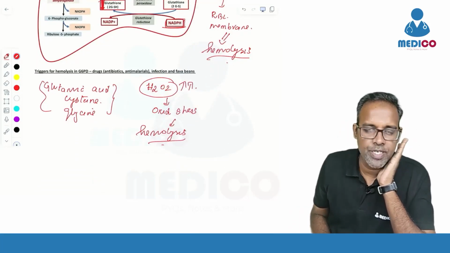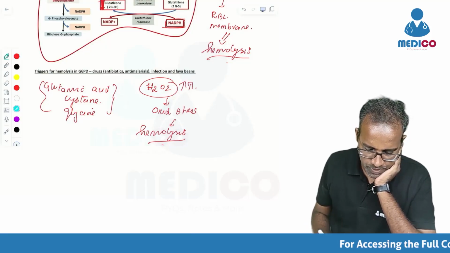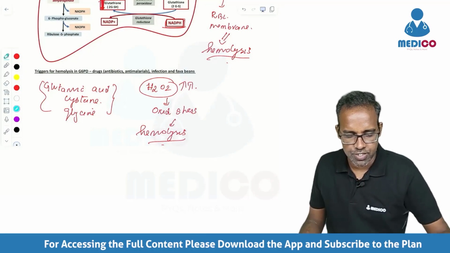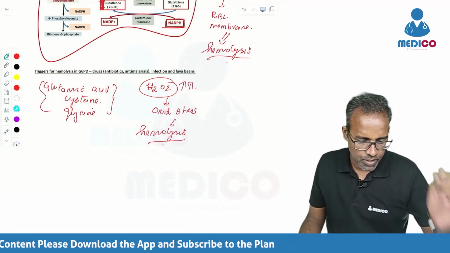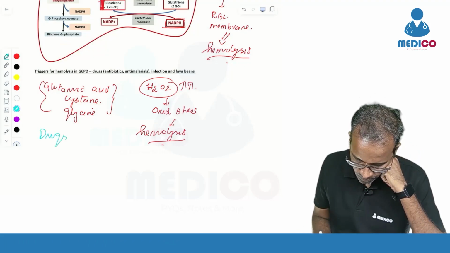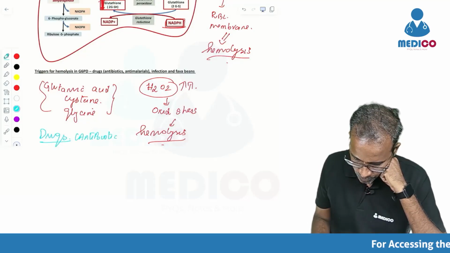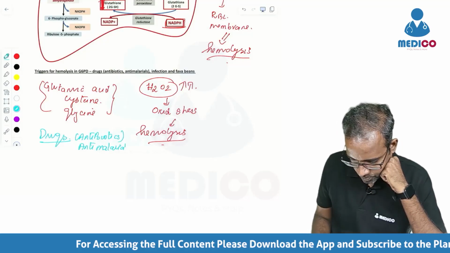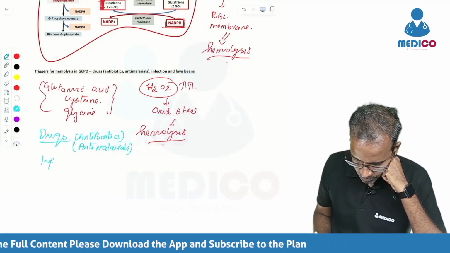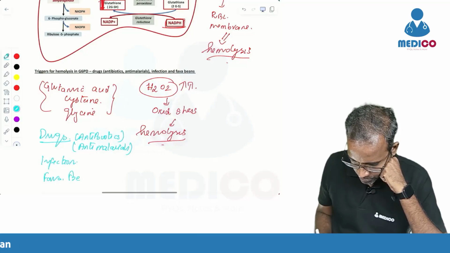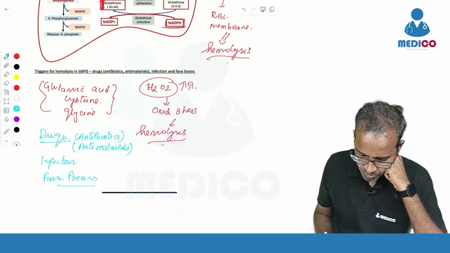Do patients with G6PD deficiency always present with hemolysis? No, the answer is no. They usually develop hemolysis only in the presence of certain triggering conditions. What are those conditions? Those conditions include intake of drugs like antibiotics, antimalarials, infection, and intake of some beans called fava beans. These are the certain triggers for hemolysis in patients with G6PD deficiency.